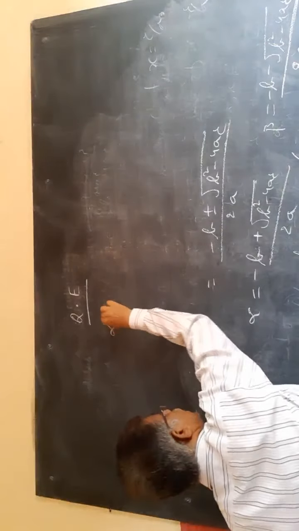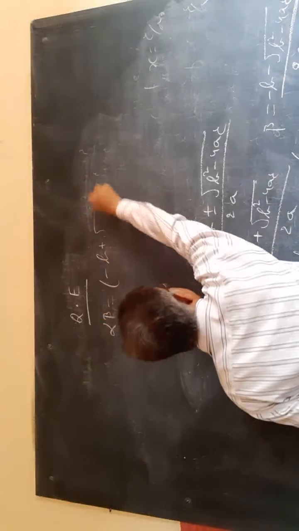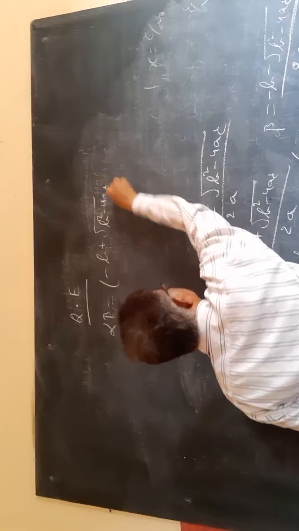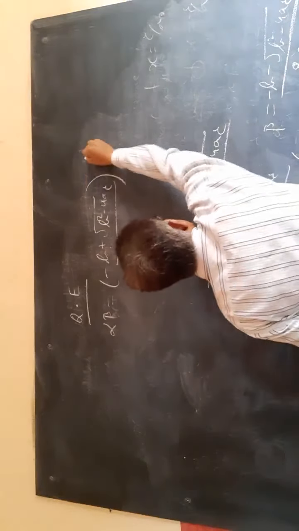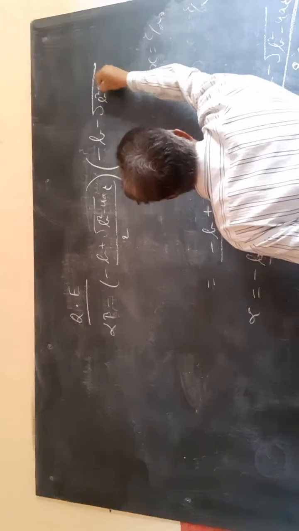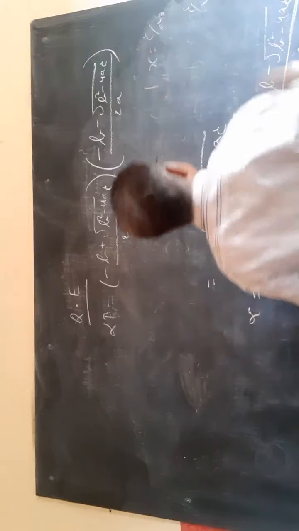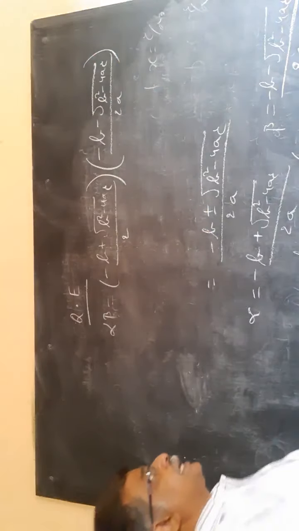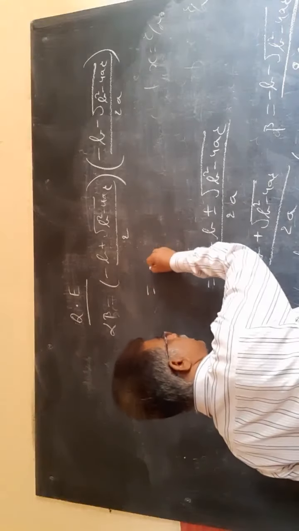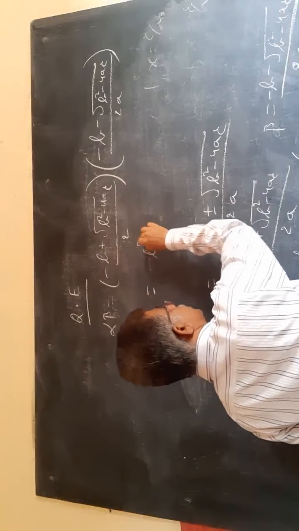Alpha into beta equal to minus b plus root of b square minus 4ac by 2a, into minus b minus root of b square minus 4ac by 2a. So multiplying the two, what do you get? (a plus b) into (a minus b) is a square minus b square, which becomes minus b whole square, b square.